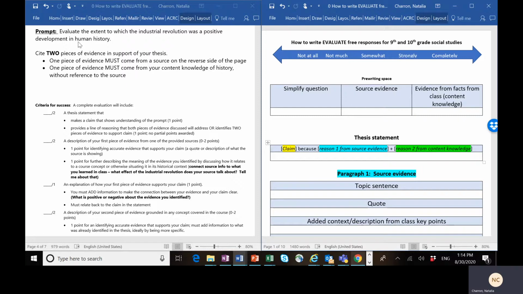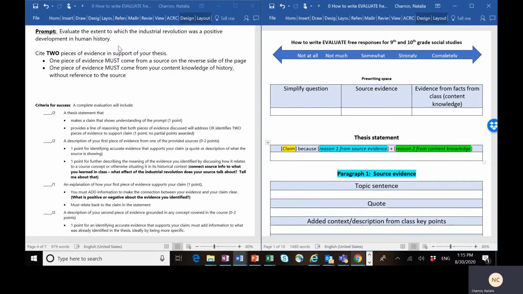Okay, so first, you look at the prompt. Unit tests and common assessments will have a prompt that looks something like this up here at the top. Evaluate the extent to which the Industrial Revolution was a positive development in human history. Cite 2 pieces of evidence in support of your thesis. 1 piece of evidence must come from a source. 1 piece of evidence must come from your content knowledge.